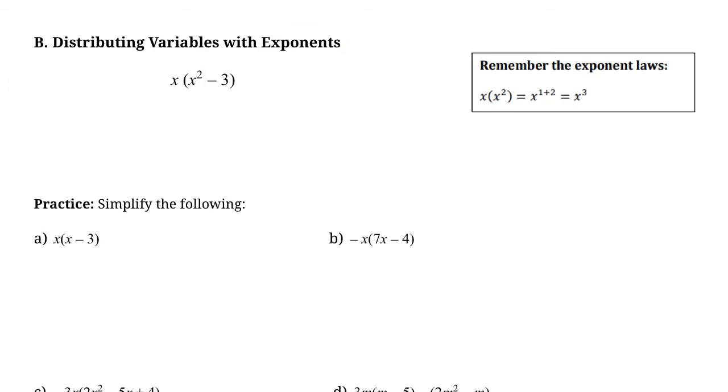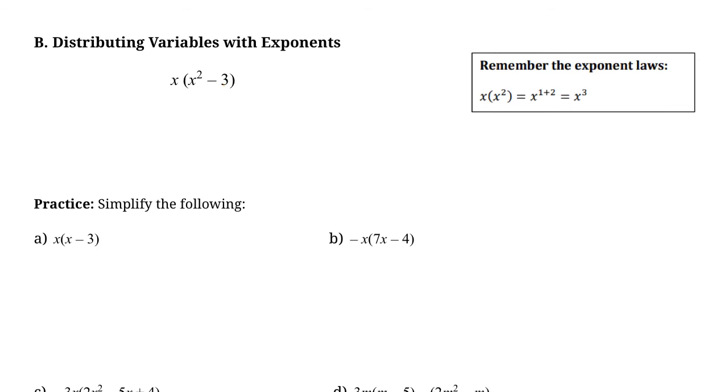Let's take a look now at performing the distributive property, but this time we're going to be dealing with expressions or polynomials that have exponents. And so when we distribute or multiply with exponents, you need to remember your exponent laws that we learned earlier on in Unit 1. So the distributive property still functions the same way. So here's our question: x multiplied by x squared minus 3.